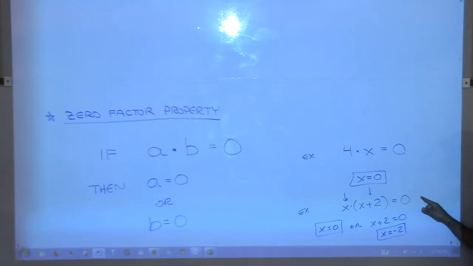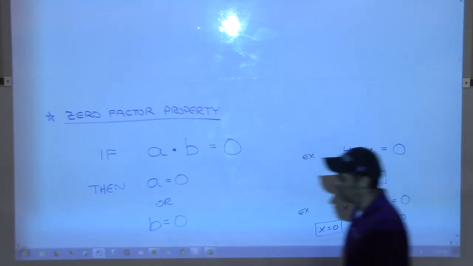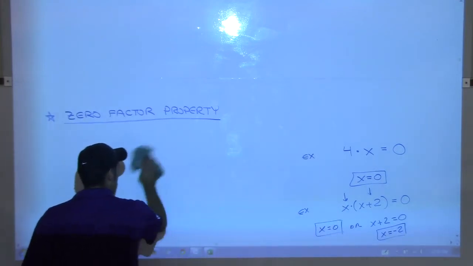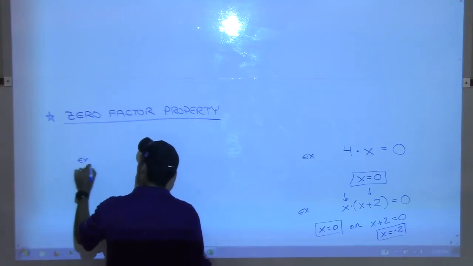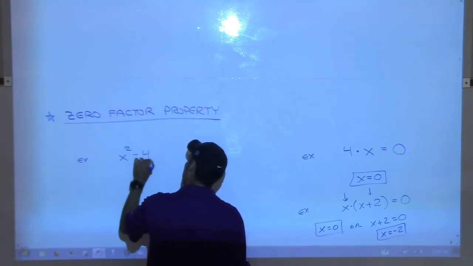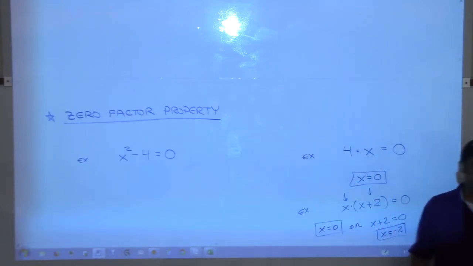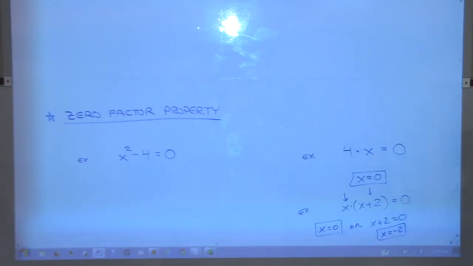Agreed? Okay. What about something like this? Try to go a little bit further here. How about this? If I tell you that x squared minus 4 equals 0, can we use the zero factor property right now?